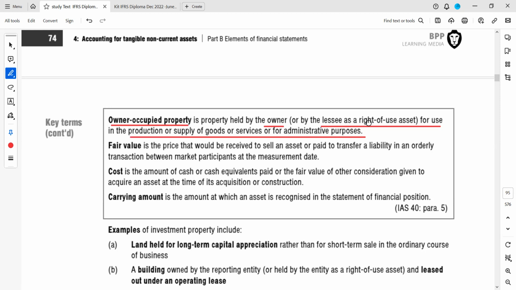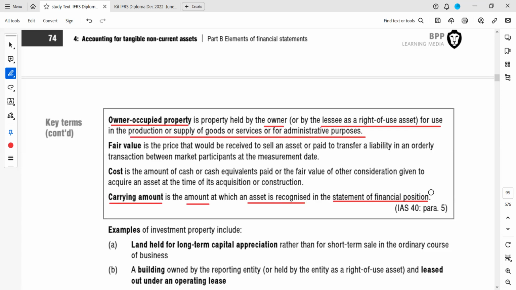Now with any property, whether it is in IAS 16 or IAS 40, the carrying amount is the value at which we have recorded the asset in the statement of financial position. We also call this the book value or net book value. So it is the amount at which the asset is recognized in the statement of financial position, and normally it's original cost minus depreciation.